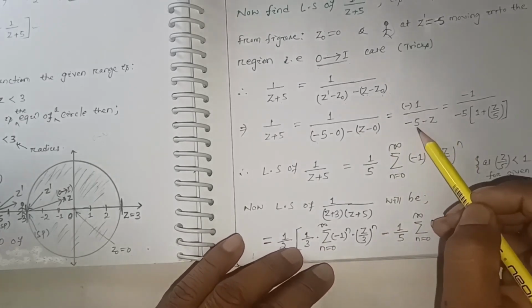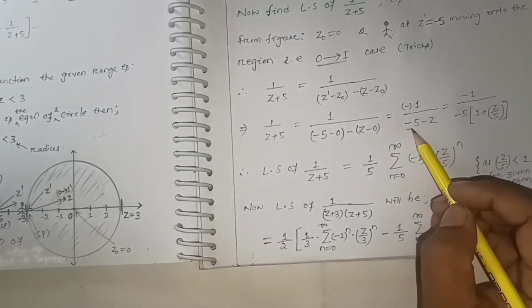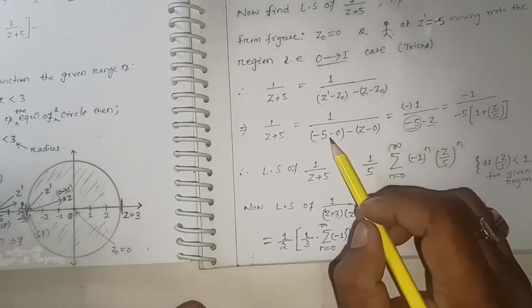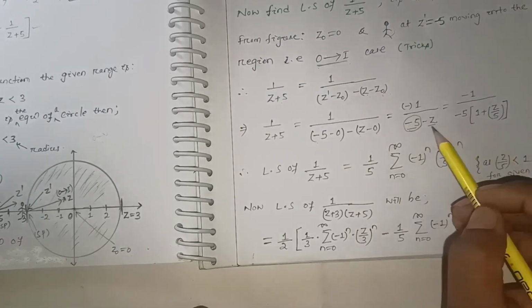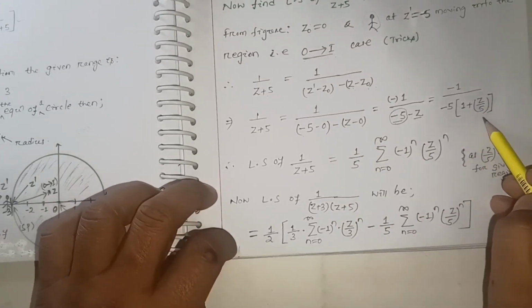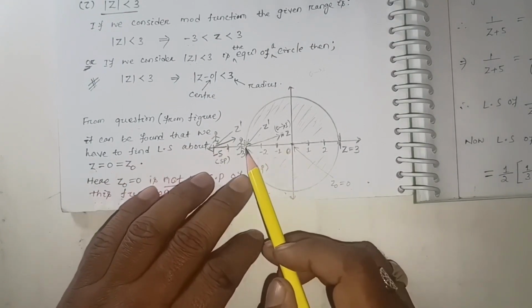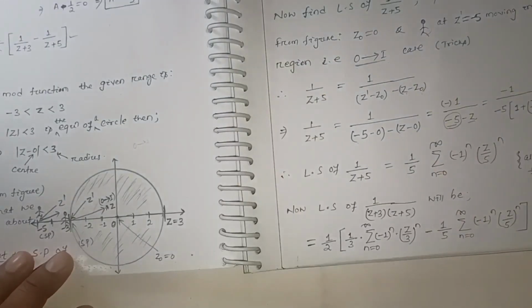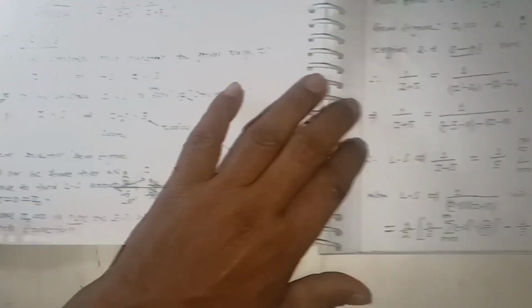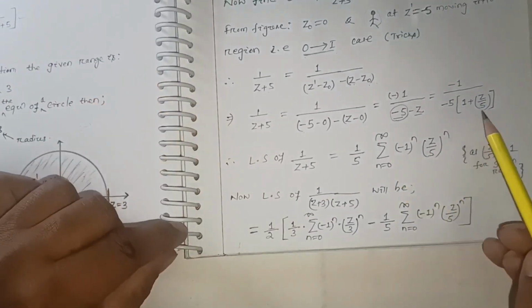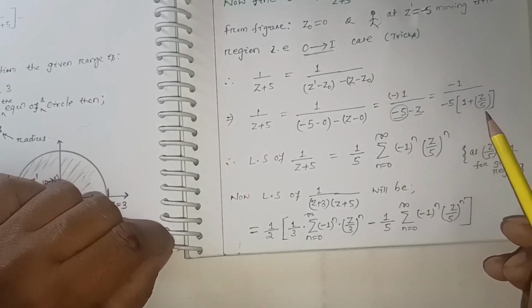Minus 1 by minus 5 minus z. Now, what is the first term? Minus 5. Second term? Minus z. Whatever the first term, blindly you take it common from these two terms. Minus 5 taken outside, then we found 1 plus z by 5. You can check z by 5 is always less than 1. If you consider any point inside this region, suppose you consider 3, 3 by 5 is less than 1. You consider 2.9, 2.9 by 5 is also less than 1. So for this particular region, z by 5 will always be less than 1.